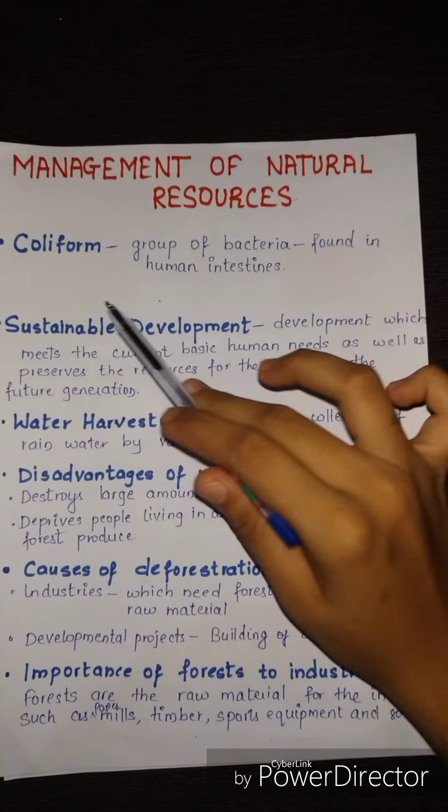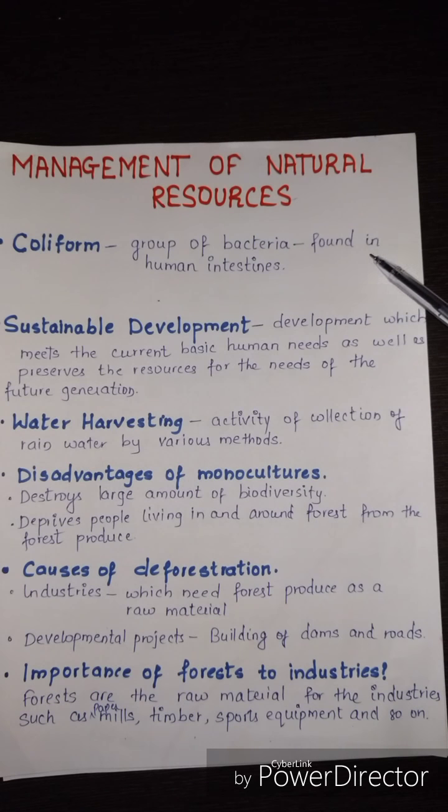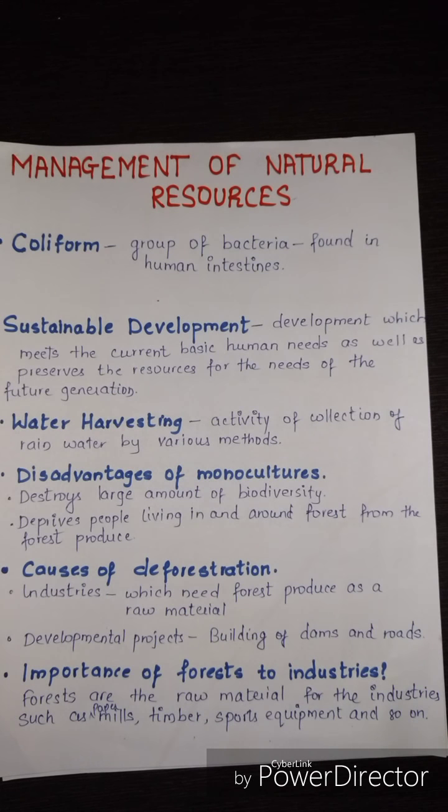So the first point is coliform. What is coliform? Coliform are a group of bacteria which are found in the human intestine, and their presence in water indicates that the water is contaminated by disease-causing bacteria.